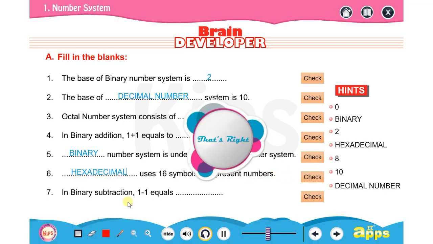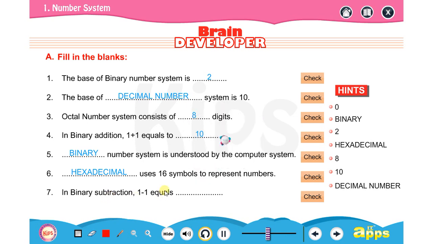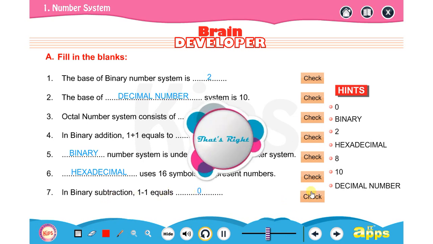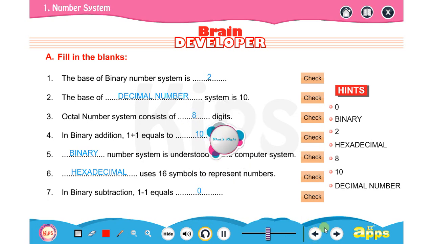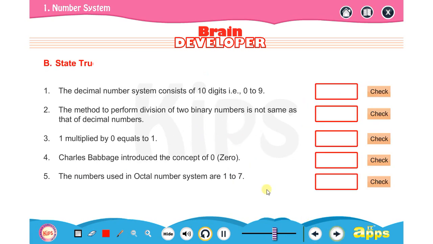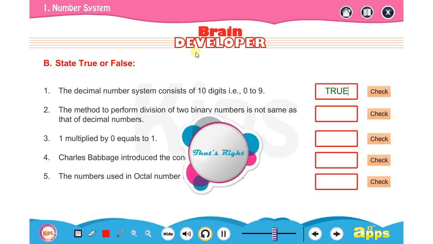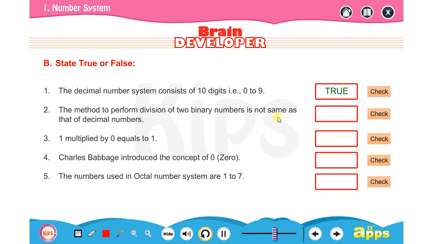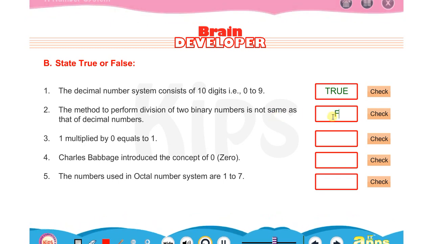Next is, in binary subtraction 1 minus 1 equals to 0. Next exercise. State true or false. The decimal number system consists of 10 digits, that is 0 to 9. Yes, it is true. Next, the method to perform division of two binary numbers is not same as that of decimal number. It is false. It is same.